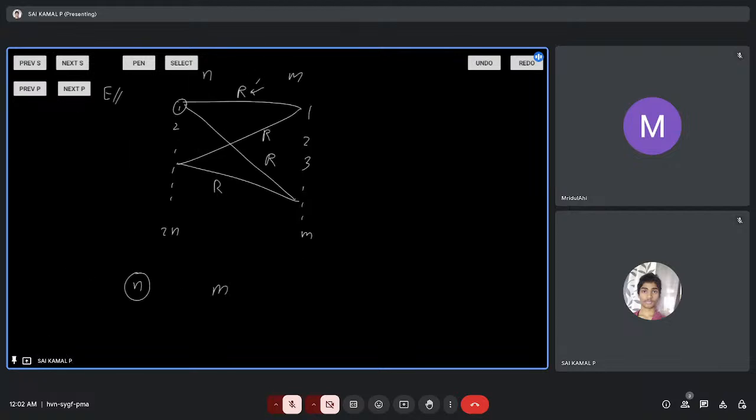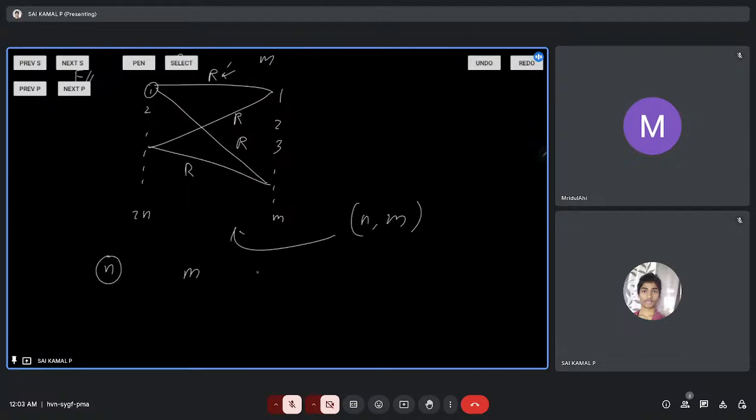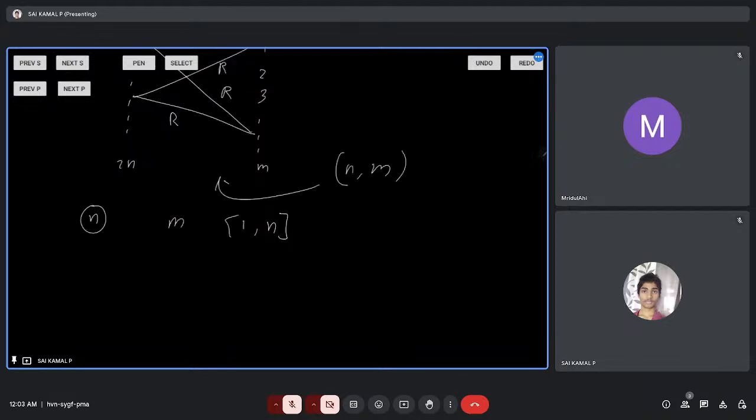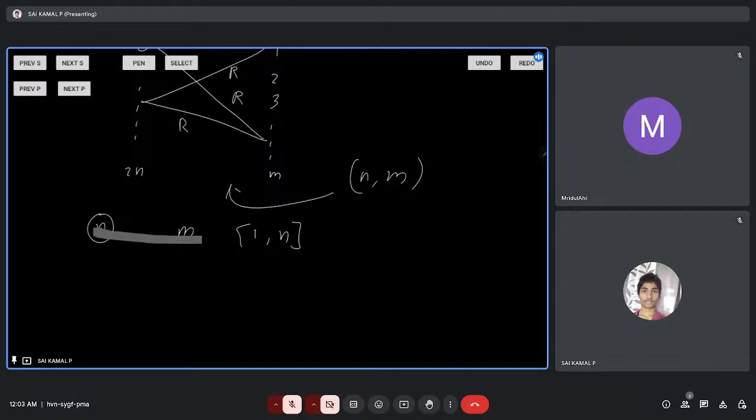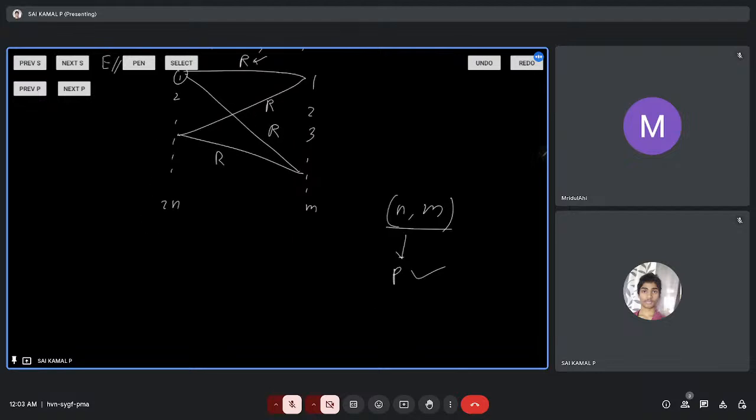So they are asking us to find, for given n, m, whether it is possible to construct a graph and color the edges using colors only from 1 to n, such that there is no monochromatic cycle formed in this graph. So first we have to tell whether it is possible or not, and then we have to print out the colors which will form the corresponding graph if it is possible.